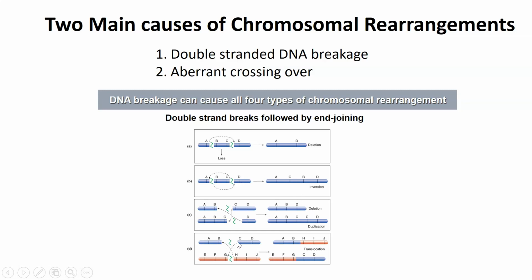You could also have chromosome breakage in 2 different non-homologous chromosomes, and then rejoining to not their original partners. That could produce a chromosome with AB joined to HIJ and EFG joined to CD. So that would be a translocation resulting from chromosome breakage. So chromosome breakage can produce all 4 different types of chromosome mutations.